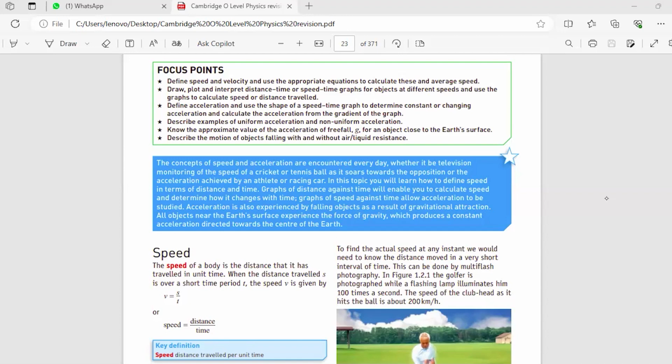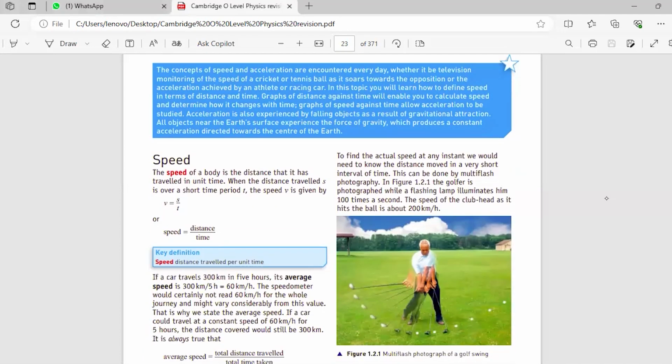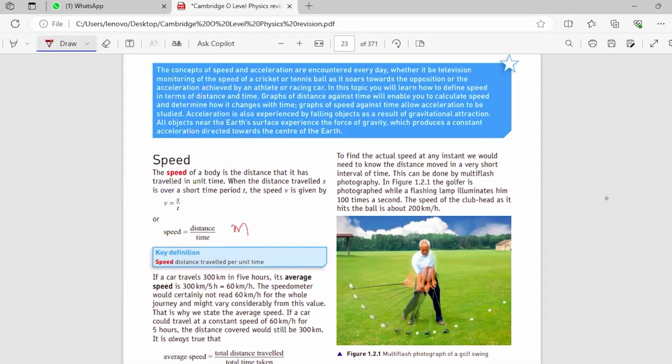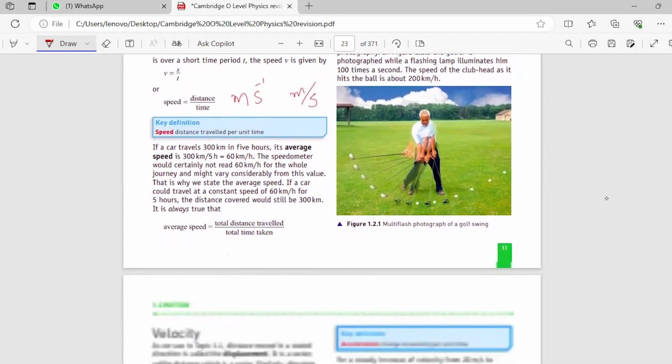First, there is a concept of speed. Speed is the distance per unit time, and the unit for that comes to be meter per second. There are two different formats for writing meter per second, m/s and ms^-1.